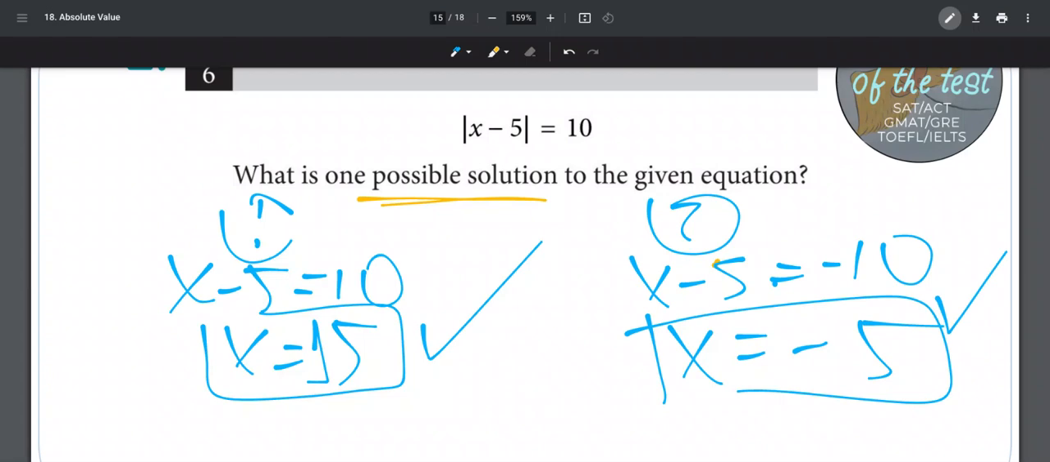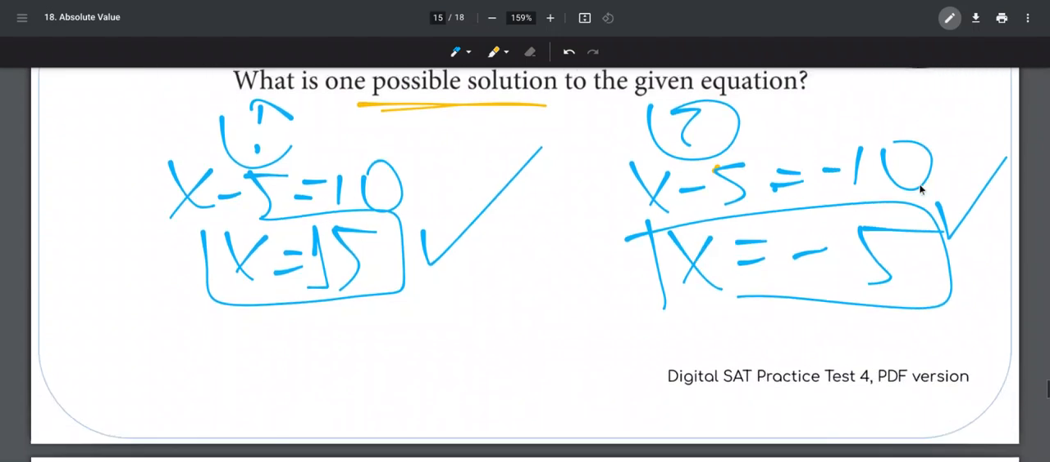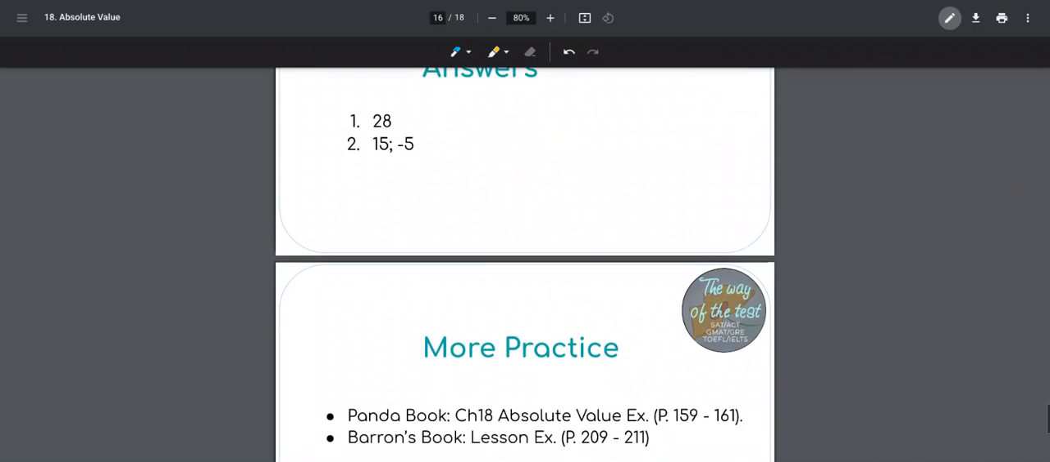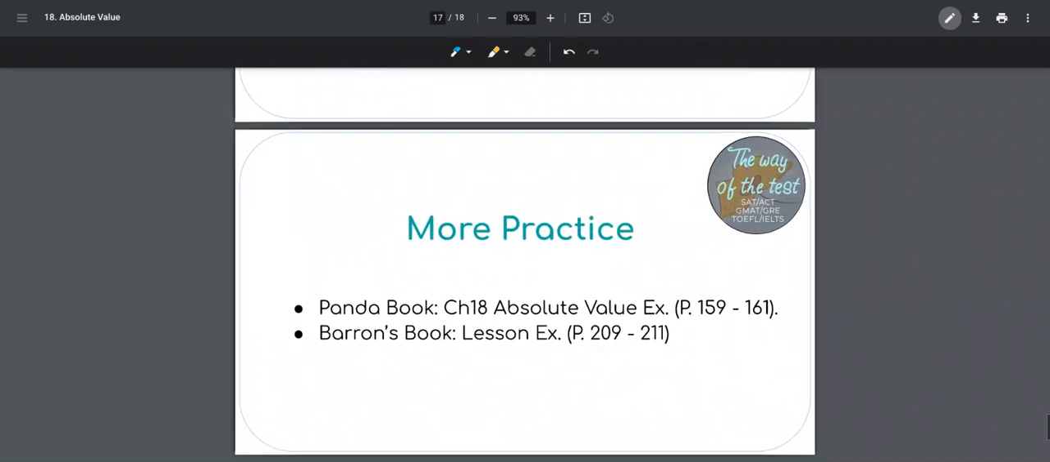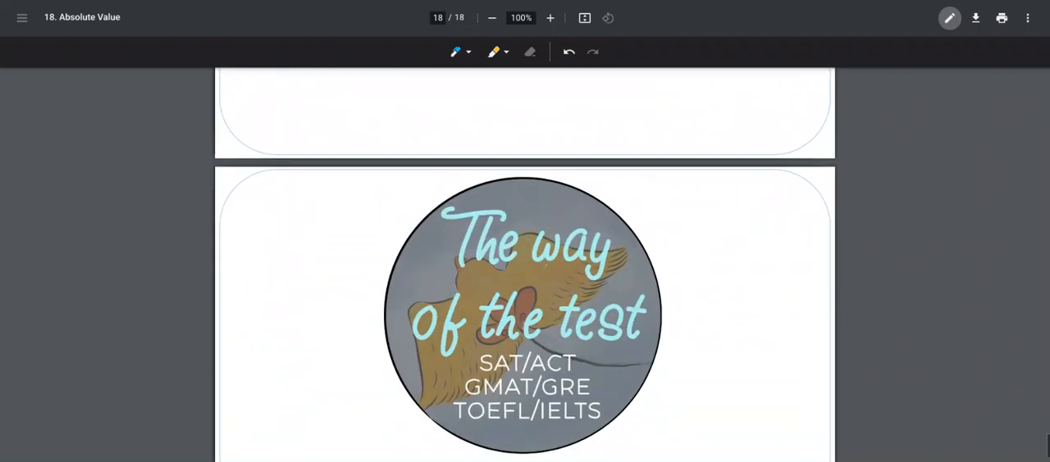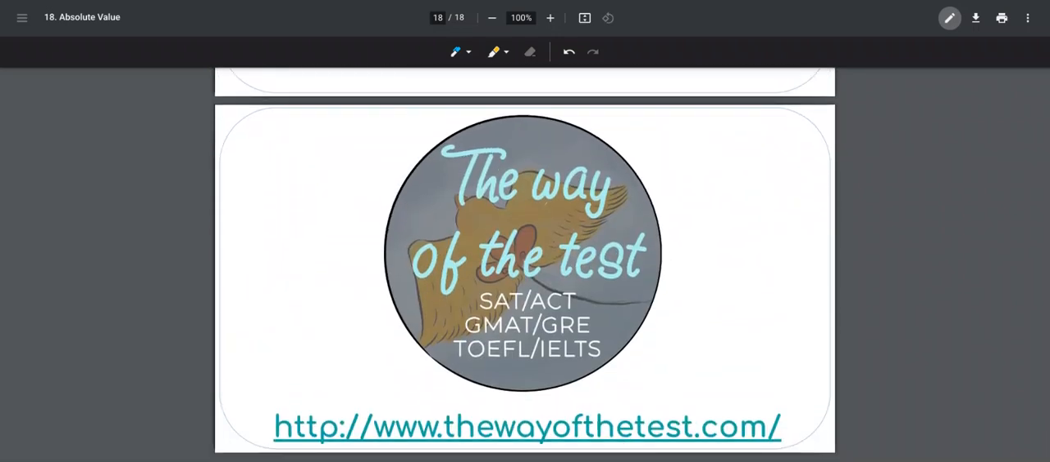Okay, pause the video, copy if you have to copy. This is all the theory you need for the absolute value. Most of the absolute value questions can be solved just with the definition. Here are the chapters or the pages from the Panda book and the Varus book where you can look for more practice. And we are going to continue with the math theory.